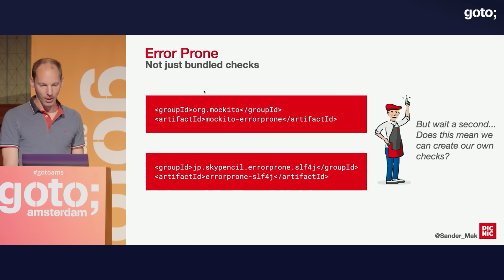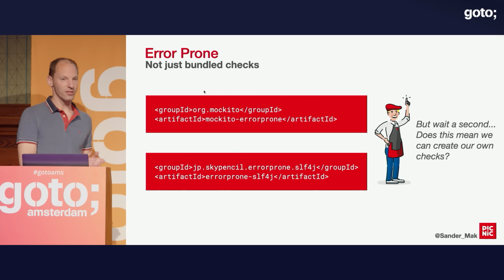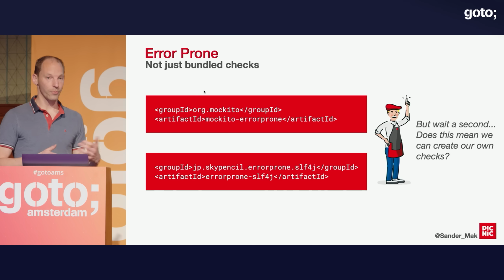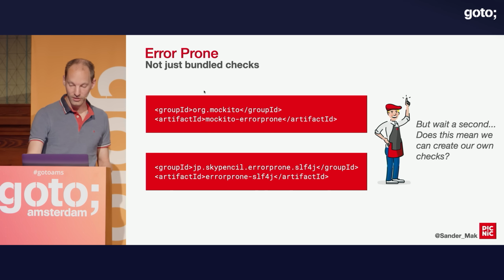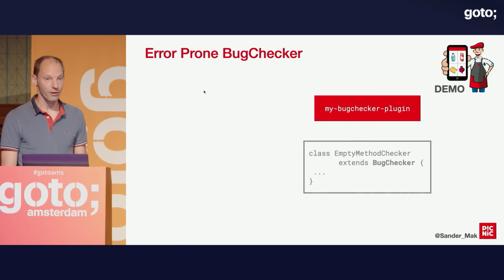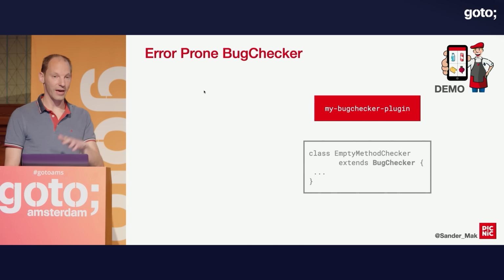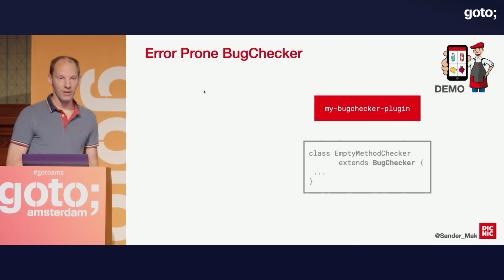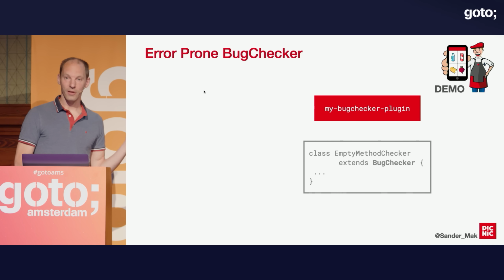But that also might raise the question of, if they can publish these checks and if they can create them, could we also do this, right? Could we also do this for our team, for our company, with our particular usage and our opinions about usage of APIs? And the question there is, yes, you can also do this yourself if you want to. You don't have to, but you can. And at Picnic we do, and I will show some examples of that later. But the idea is that if you want to extend error-prone, and if you want to start customizing it, you can create your own BugChecker implementations.